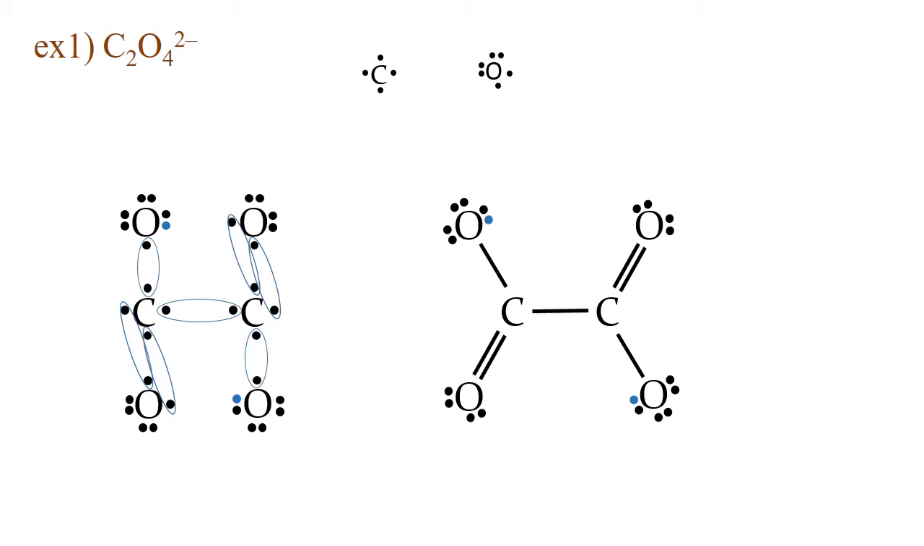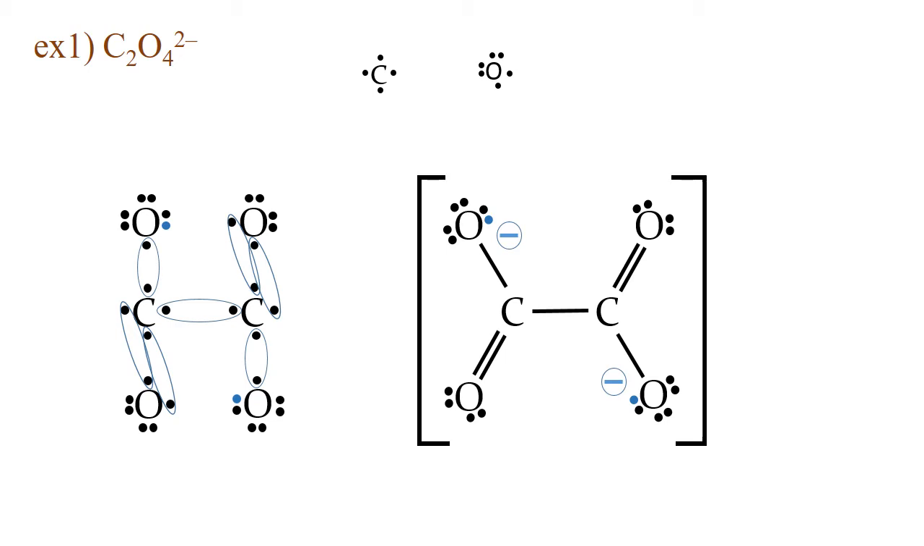Now I have to identify inside my picture who picked up the extra electrons. That is the oxygen in the top left and the oxygen in the bottom right-hand corner. Now I'm going to put big square brackets around this entire thing, and I'll write 2- outside the brackets.